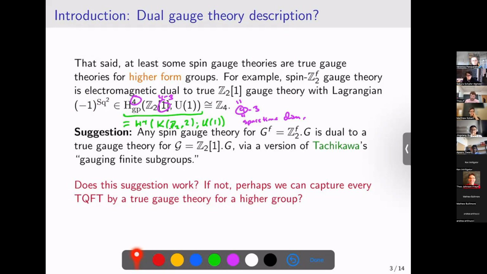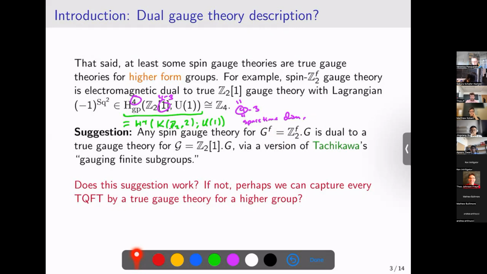So anyway, this is something you can do for just plain Z2 gauge theory. And then there's this suggestion in the literature that is very reasonable, actually. It says, well, let's take our spin GF gauge theory. All the spinny stuff has to do with Z2F. The rest of the group is really just behaving basically like some sort of ordinary gauge group.